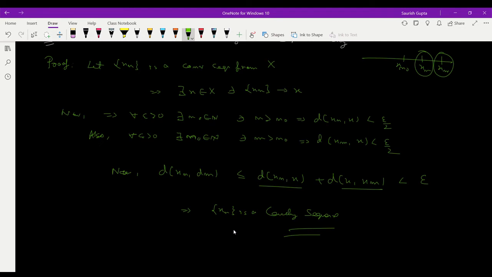The other direction, that Cauchy sequences are convergent, happens only in case of complete metric spaces. We will do it later.